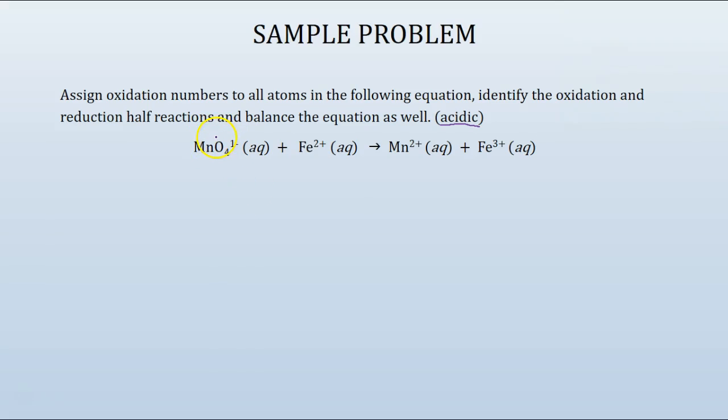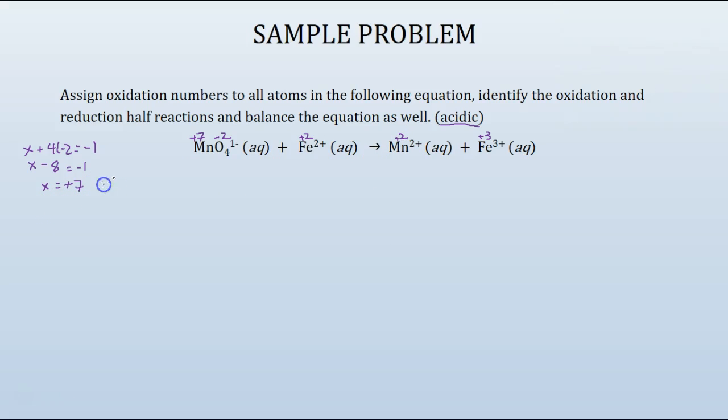So we know that this is a -2, and because this is permanganate, we know a -1 is equal to 4 times a -2 plus x. X minus 8 is equal to -1, so x is equal to +7. So the manganese is a +7. Fe already has a charge, it's a +2. We already know that. This one has a +2, and this one has a +3. Pretty easy there, huh? So now we see that manganese is going from a 7 to a 2. Manganese is your reduction reaction.